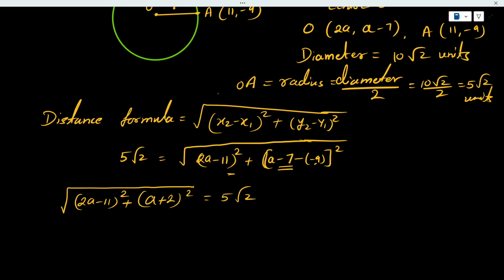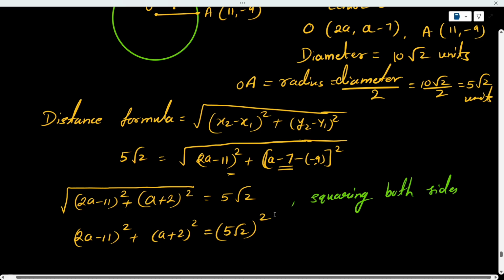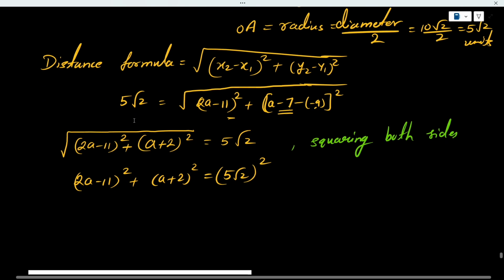Now you know that you can't solve it if there is a root, so squaring both sides to get rid of the square root. So what will happen to the LHS term here? It will be 2a minus 11 whole square plus a plus 2 whole square equals 5 root 2 whole square, right? Because this root 2 root will get cancelled.